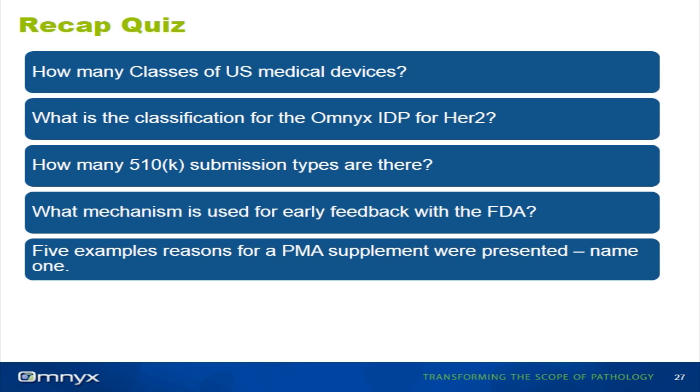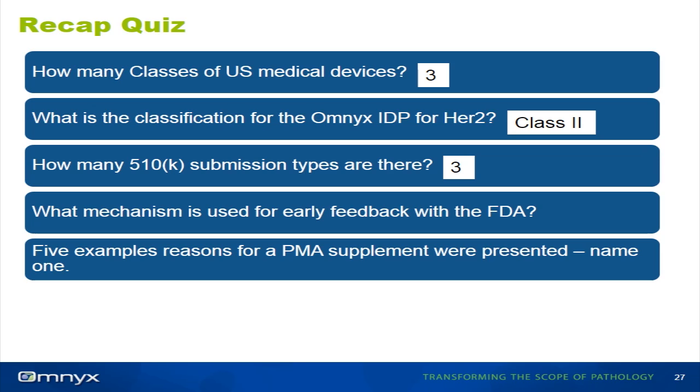Now for a recap quiz to test your understanding of the material. So how many classes of U.S. medical devices are there? If you said 3, that's correct. What is the classification for the Omnyx IDP for HER2? Class 2. How many 510K submission types are there? If you said 3, you're correct.